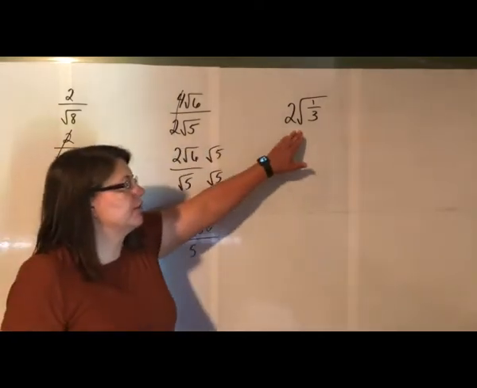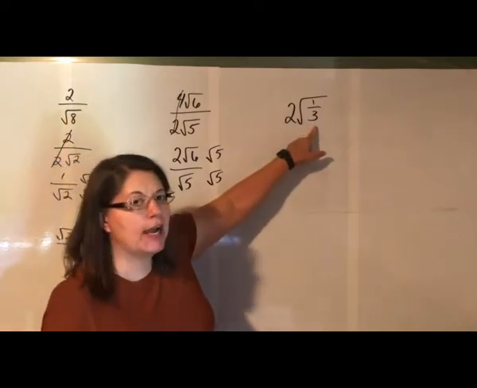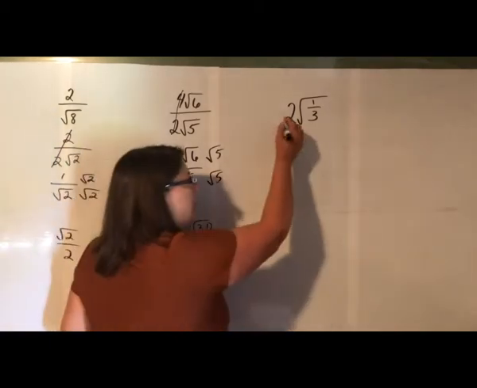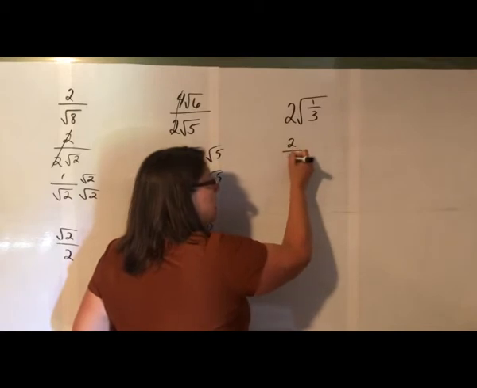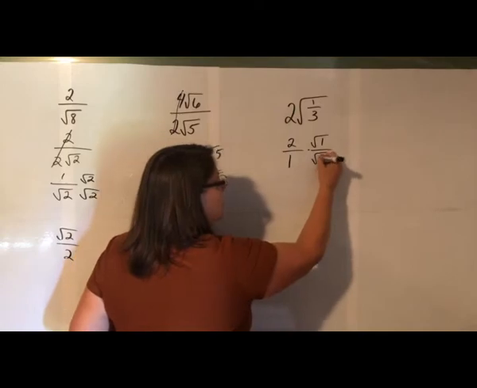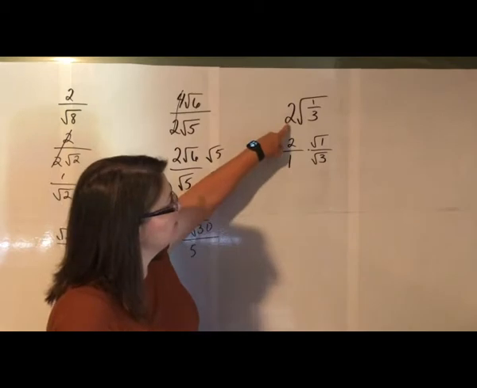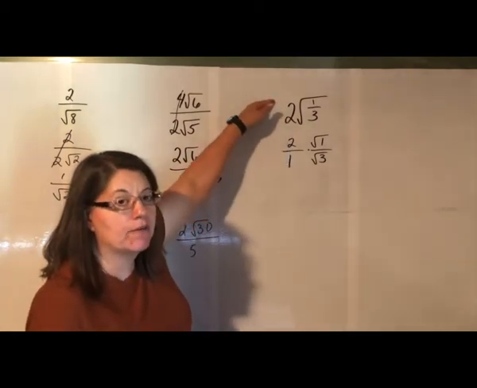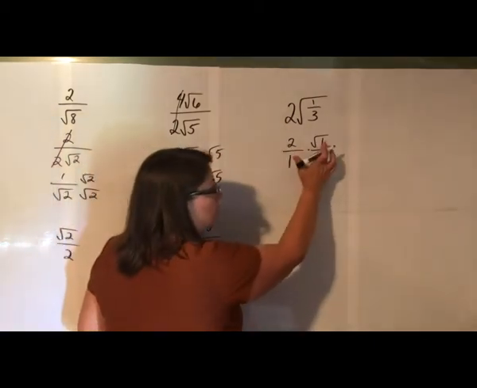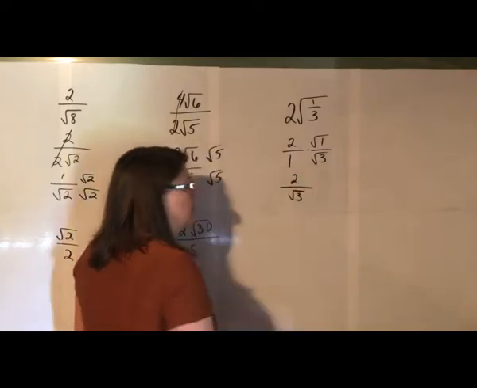Okay, this looks a little different. Whenever you have a whole number in front of something that has a fraction, remember, whole numbers can be written as fractions. So that 2 is the same thing as 2 over 1 times the square root of 1 over the square root of 3. You can go ahead and combine those things together. Just understand that the number in front goes on the top. It's part of the numerator because it's 2 over 1. So when I simplify this, that's 2 times 1, which is 2, over 1 times square root of 3 is just square root of 3.